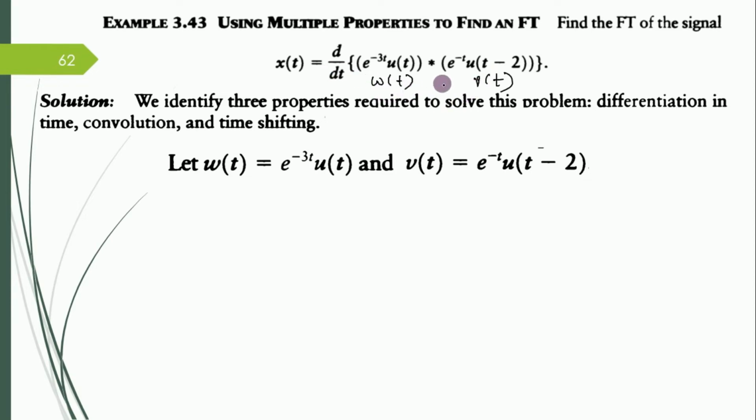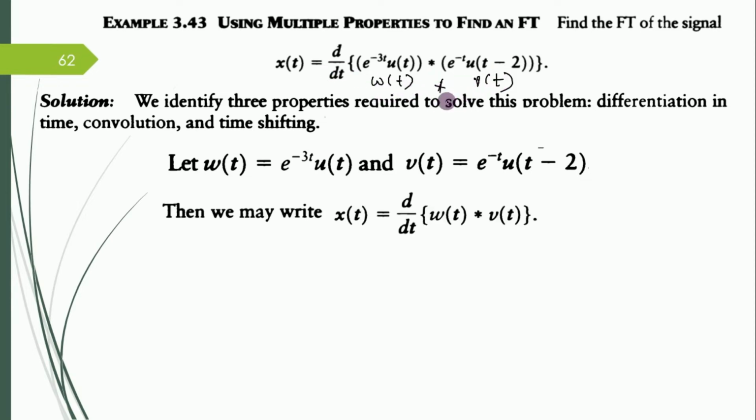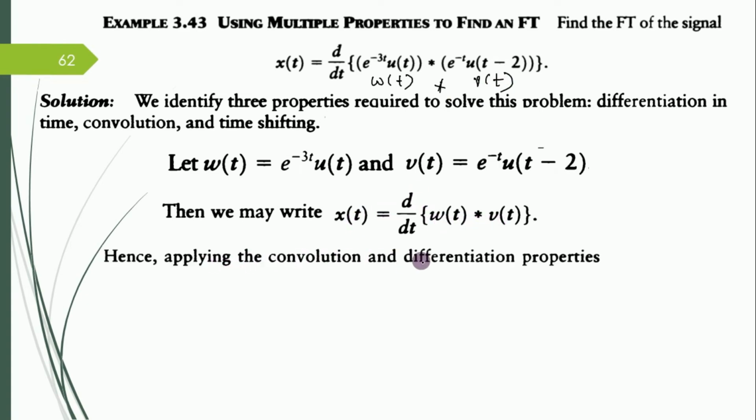Differentiation of w of t convolved with v of t. That's how we can take it. So x of t is equal to differentiation of w of t convolved with v of t. Hence, applying the convolution and differentiation property, differentiation in the FT pair gives us a component j omega, and this convolution becomes multiplication. So we know that w of j omega is very easy to write. So w of j omega is 1 divided by 3 plus j omega.